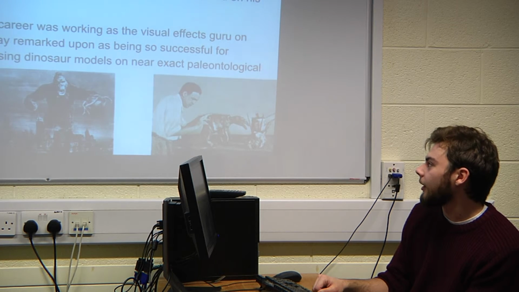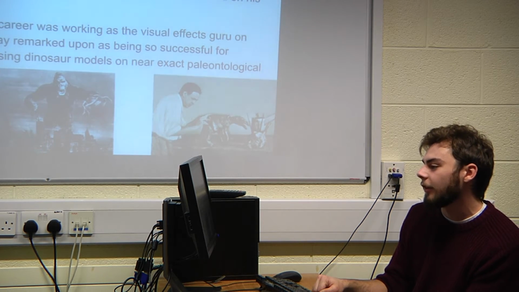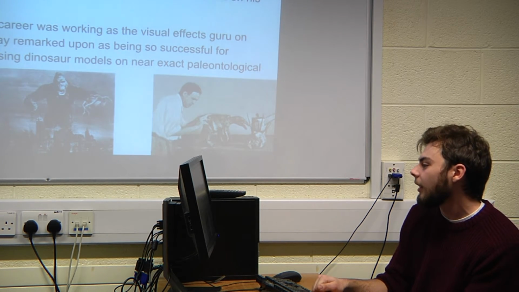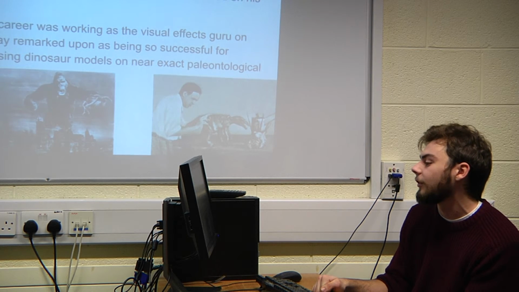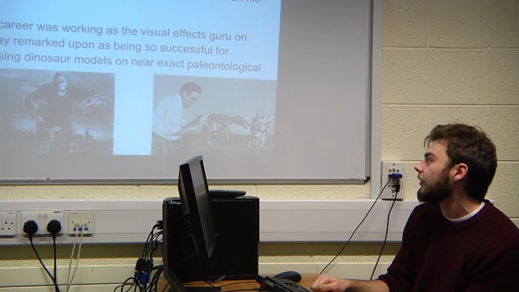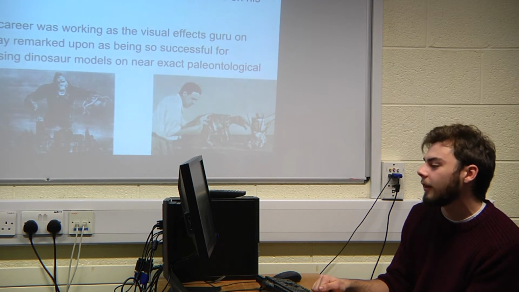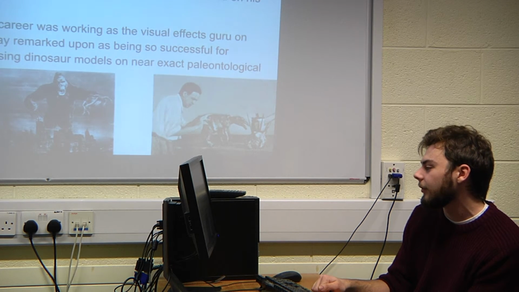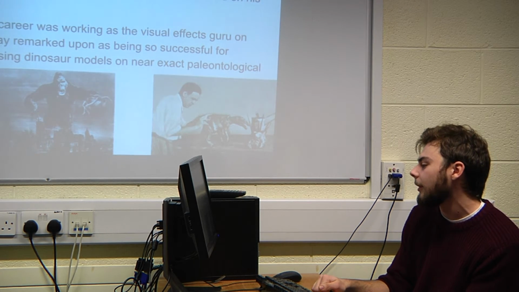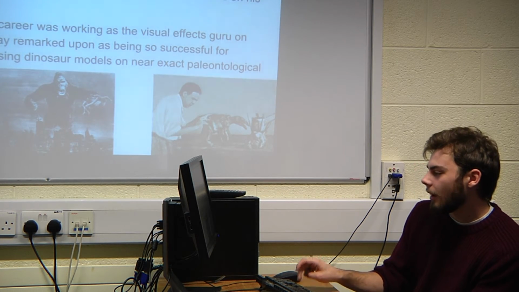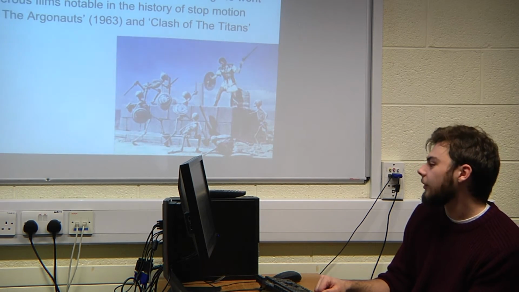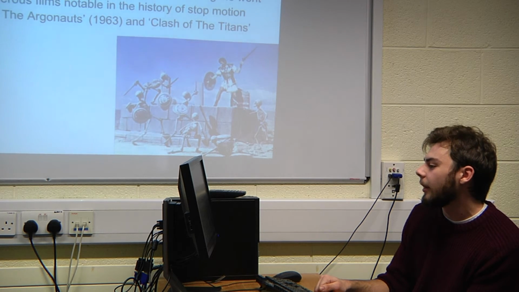Willis O'Brien was a pioneer of stop-motion animation. He was an ex-newspaper cartoonist and sculptor. He was hired by the Edison Company in the 1910s to make short films of prehistoric subjects, and by 1925 he worked on his first feature, The Lost World. O'Brien's major success in his career was working as the visual effects guru on King Kong. The film is to this day remarked on as being so successful for O'Brien's attention to detail, based on dinosaur models and almost exact paleontological studies at the time.